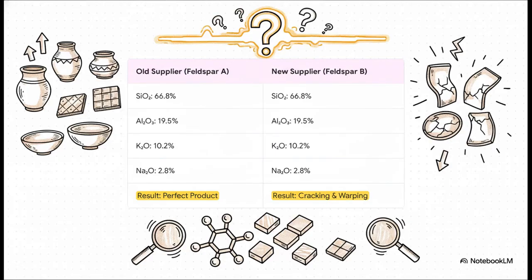And right here, this is the heart of the mystery. On paper, feldspar A and feldspar B are twins. The data from your standard chemical analysis, the XRF, is identical. But look at the results. One gives you a perfect product, batch after batch. The other one leads to cracking, warping, and a massive headache. And listen, this isn't just bad luck. It points to a fundamental misunderstanding of our materials. To solve it, we really need to go back to basics.